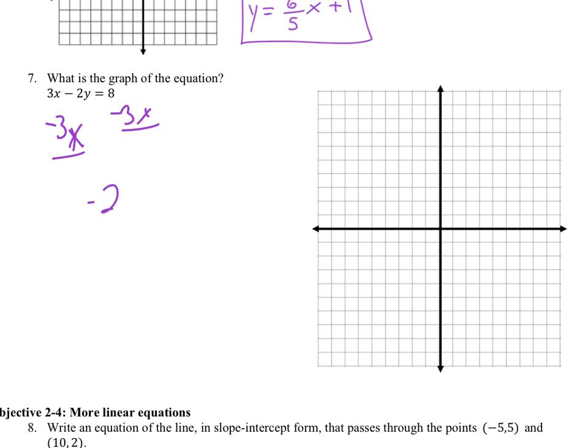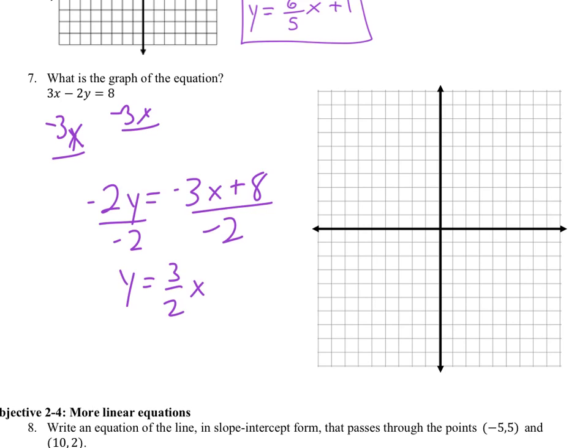into slope-intercept form. So when we do that, we start by subtracting the 3x. And then we would divide by the -2. We get y equals 3/2 x minus 4. So we have a y-intercept of -4 and a slope of 3/2. So I would plot, first need to plot the y-intercept. Again, we need a point to work from, and then from there we can use the slope of 3/2 in order to get to some other points.